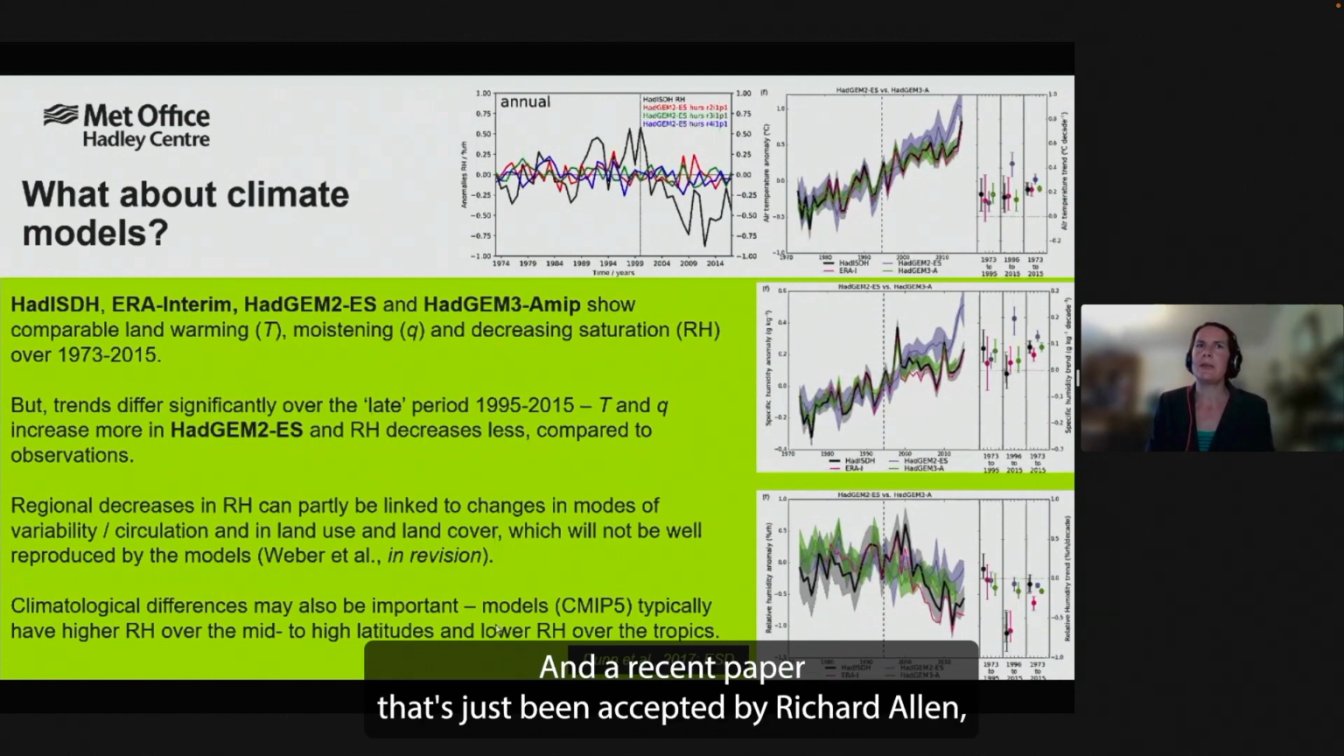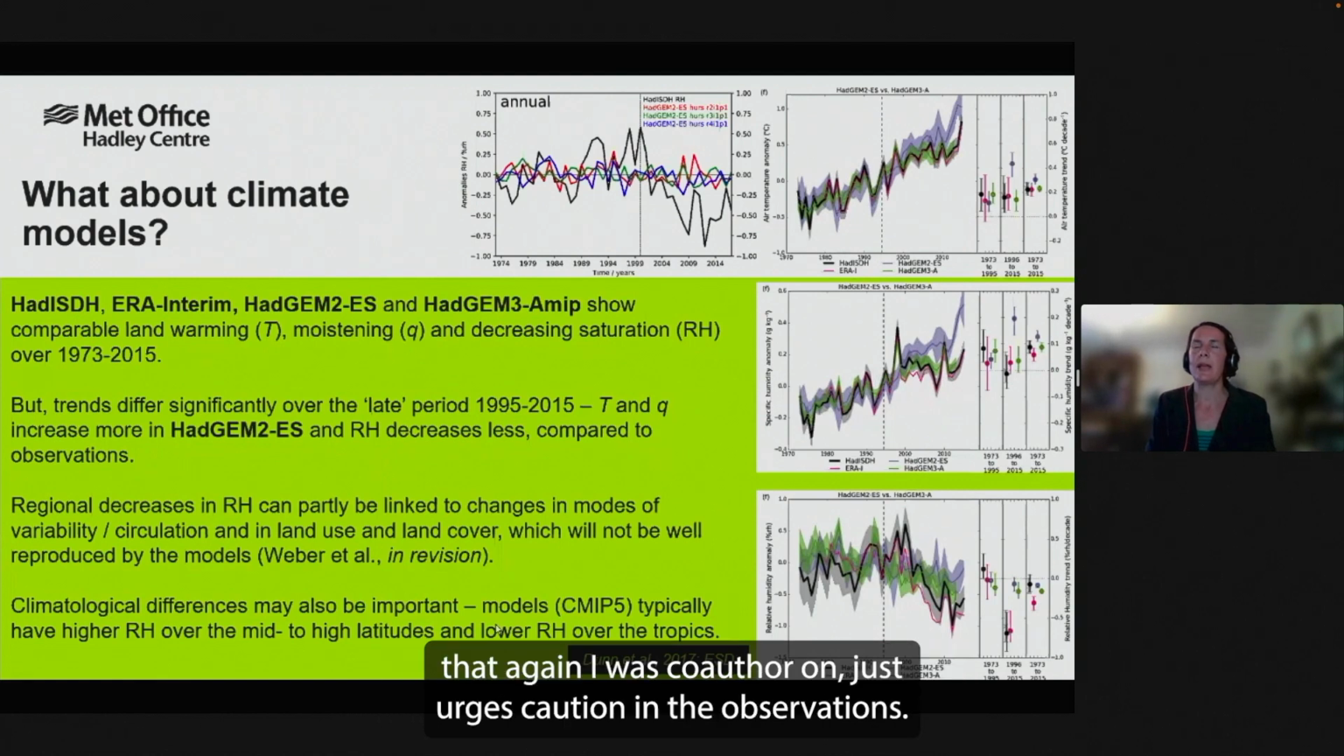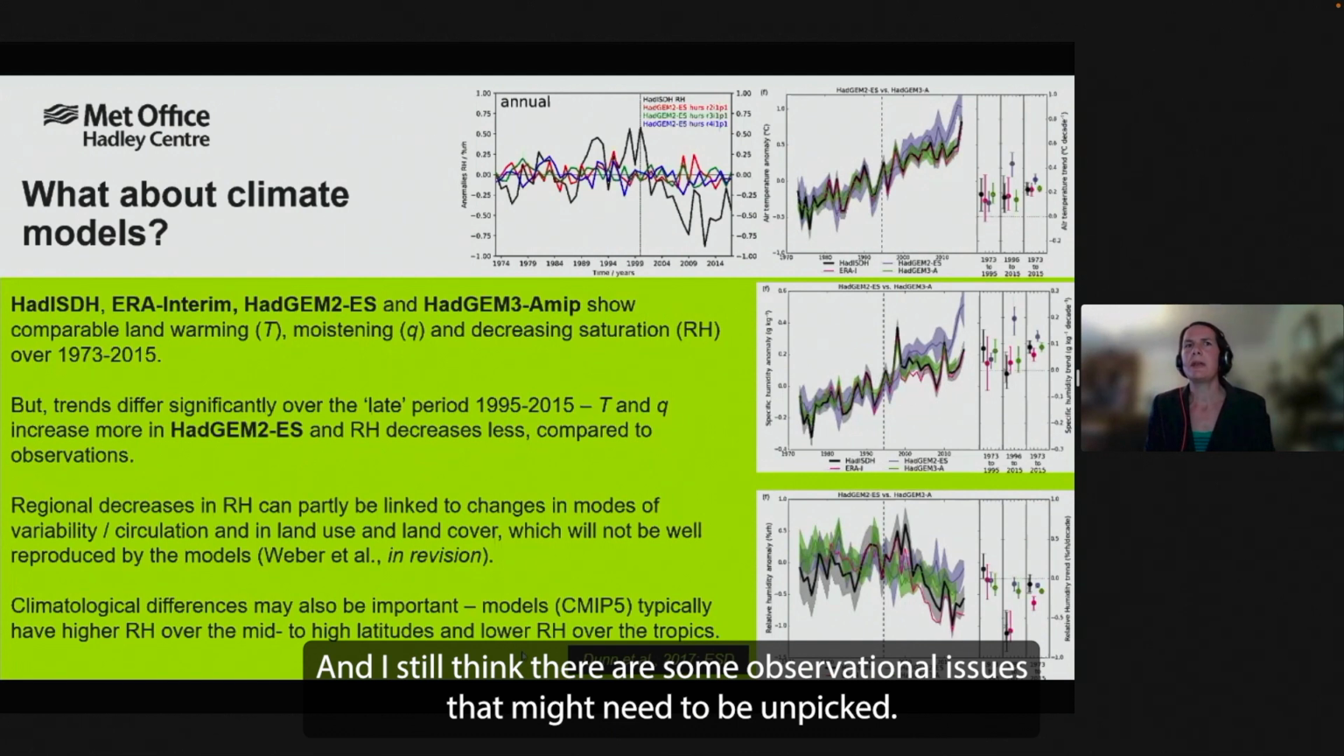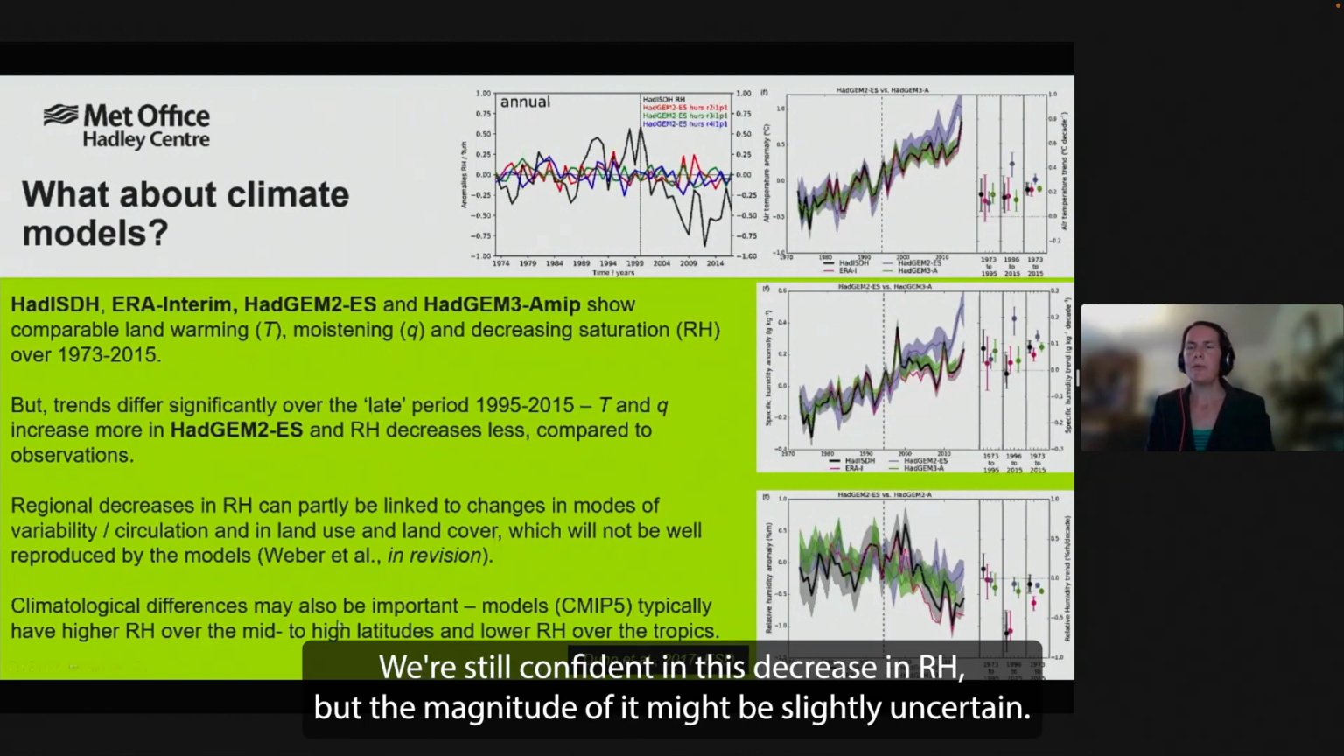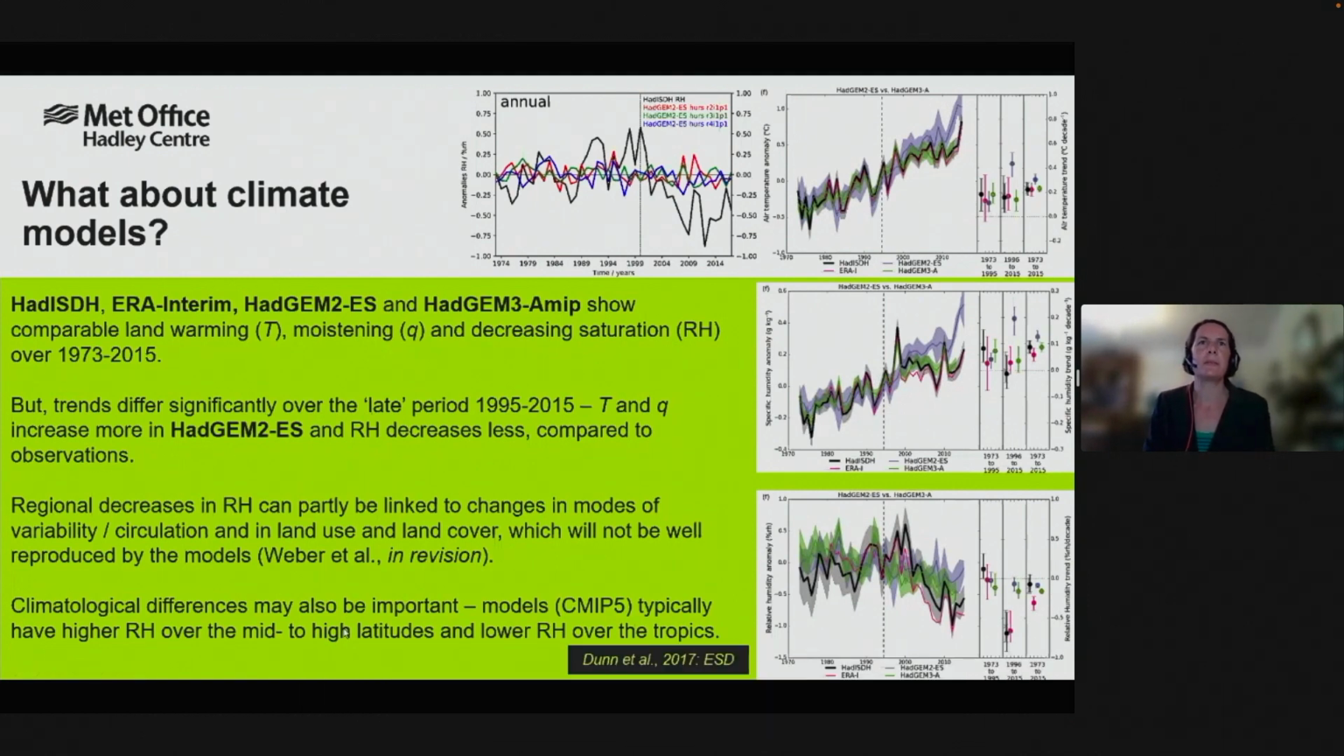And a recent paper that's just been accepted by Richard Allen, again, I was a co-author on, just urges caution in the observations, and I still think there are some observational issues that might need to be unpicked. We're still confident in this decrease in RH, but the magnitude of it might be slightly uncertain.